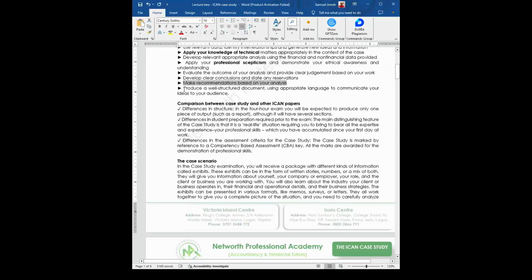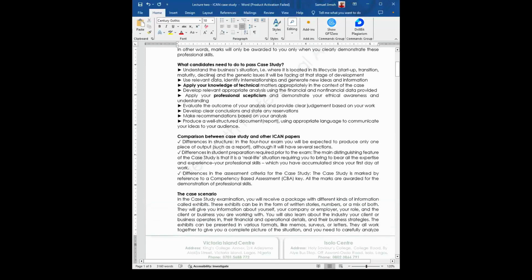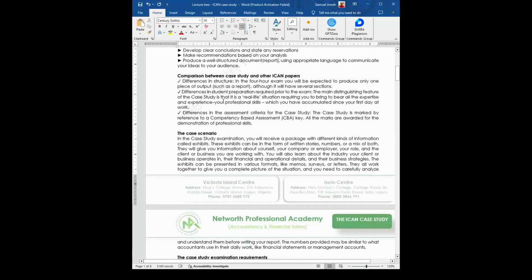Then lastly, you should produce a well-structured document, that is a report, using appropriate language to communicate your ideas to your audience. So these are those things that you need in order to pass case study.